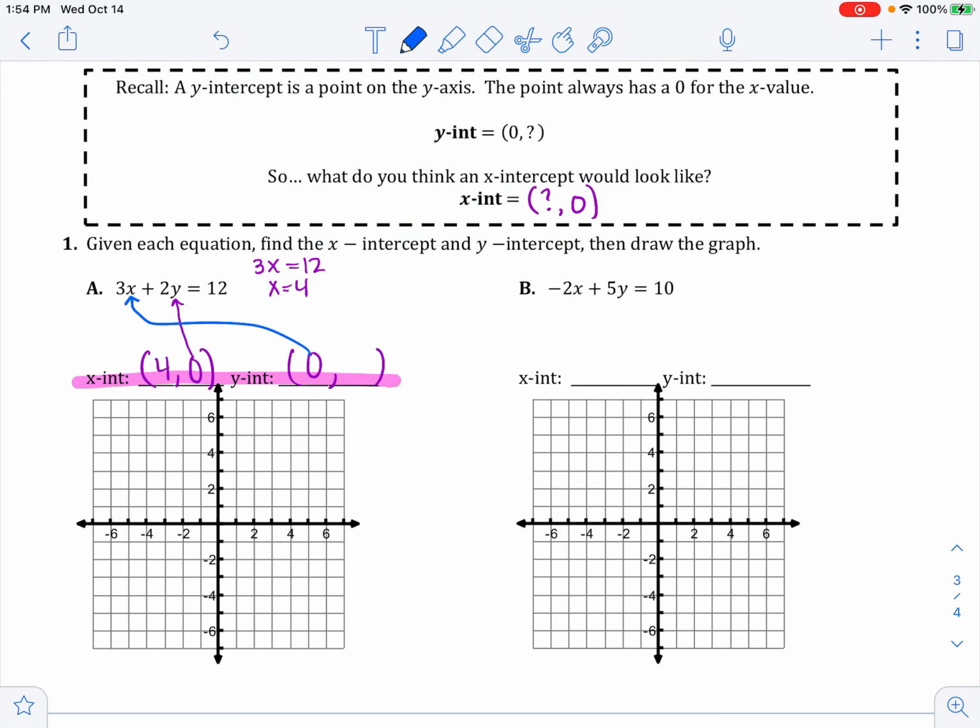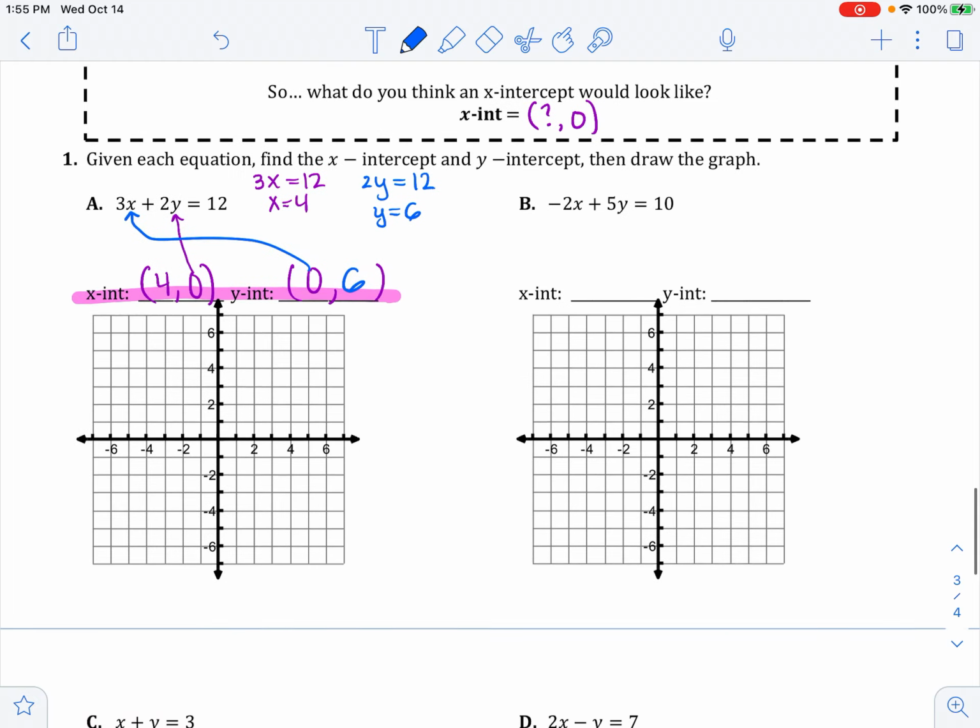For my y-intercept, I'm going to plug in 0 for x and see what I get for y. 3 times 0 is 0, plus 2y equals 12. You could write it that way, but I'm just saying it's unnecessary to write 0 plus 2y. Divide by 2, and you get y equals 6. So now I know my y-intercept is 0, 6.